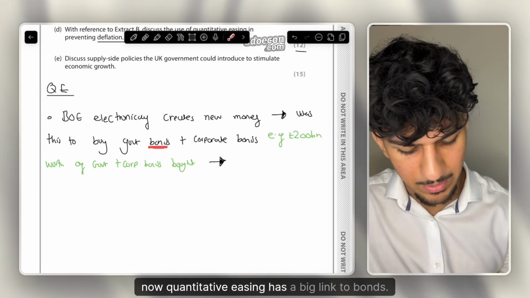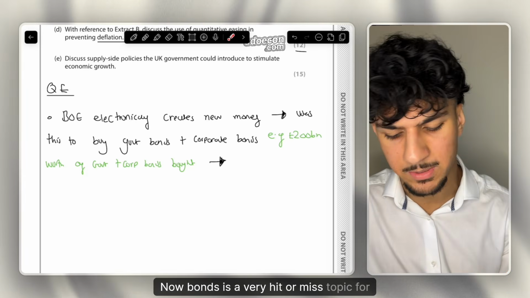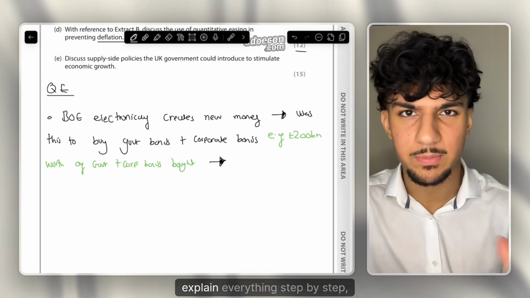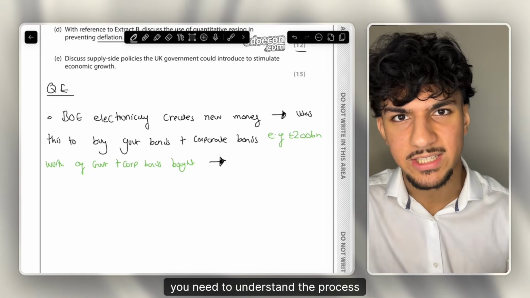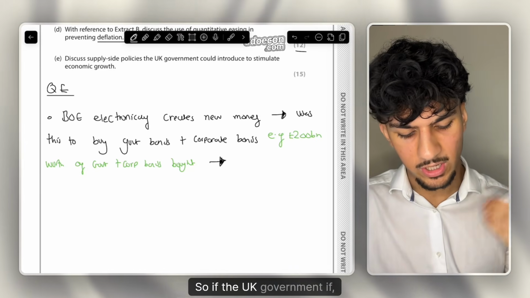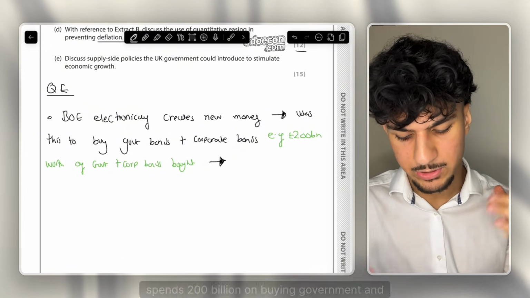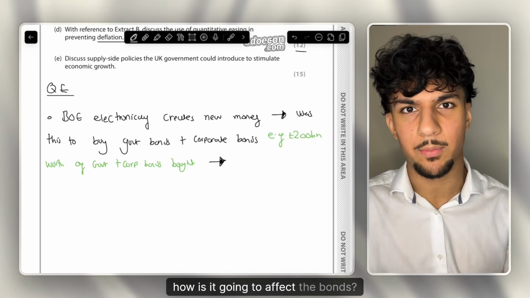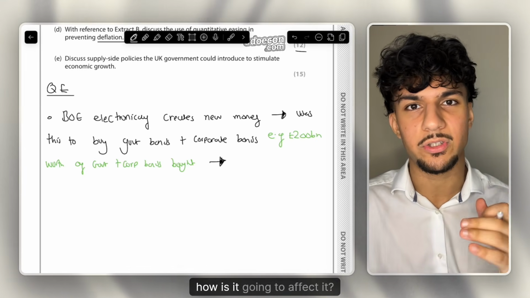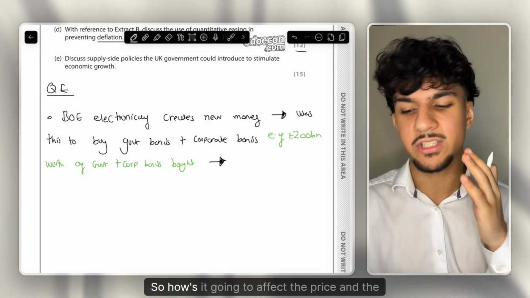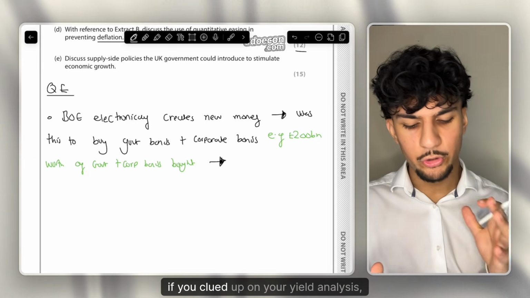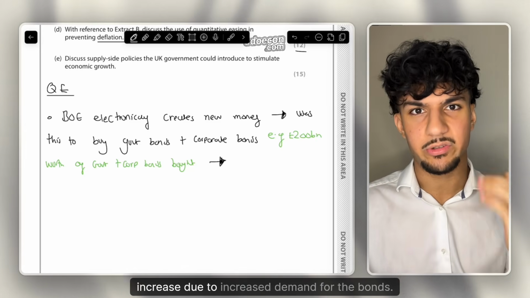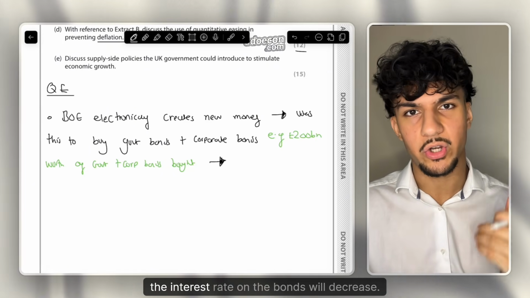Now, quantitative easing has a big link to bonds. Bonds is a very hit and miss topic for students. A lot of students do neglect it, but for your chain of analysis, to be able to explain everything step by step, you need to understand the process behind bonds. So, if the Bank of England spends 200 billion on buying government and corporate bonds, how is it going to affect the price of the bonds and the yield of the bond? Of course, if you're clued up on your yield analysis, you will know that the price of the bonds will increase due to increased demand for the bonds, but the yield, the interest rate on the bonds, will decrease.